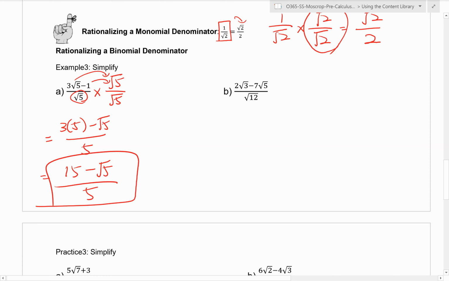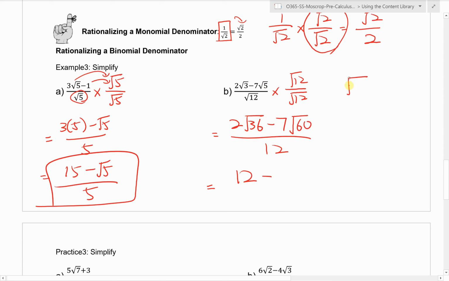And that's the final answer. Okay, part B, again, a single radical in the denominator. You multiply by root 12 over root 12, so in the denominator, you end up with 12. You get 2 root 3 times root 12, which is root 36, minus 7 root 5 times root 12, which is root 60. 5 times 12 is 60. We can then simplify this. Root 36 is simply 6, so we have 2 times 6, which is 12.